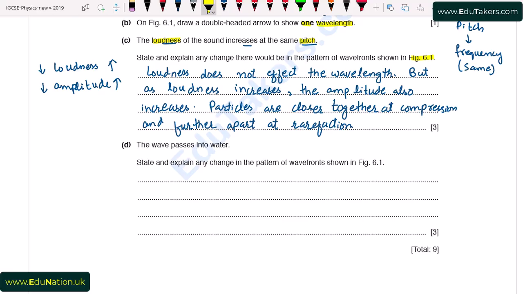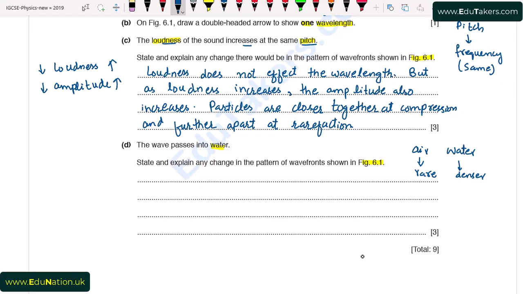Part D. The wave passes into water. State and explain any change in the pattern of wavefront shown in figure 6.1. First of all, there are two media, air and water. Air is a less dense medium and water is a denser medium. I call air the rare medium while water is the denser medium. So when the wave passes from air to water, it passes from a rare to a denser medium. What will be the effect on the wavefronts?